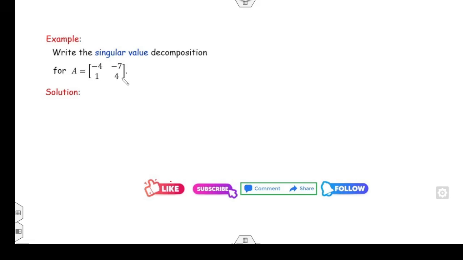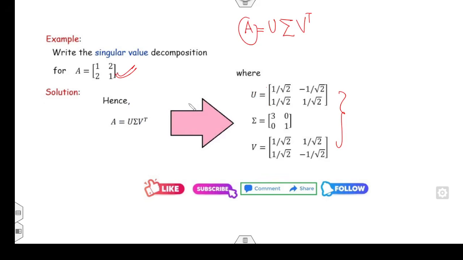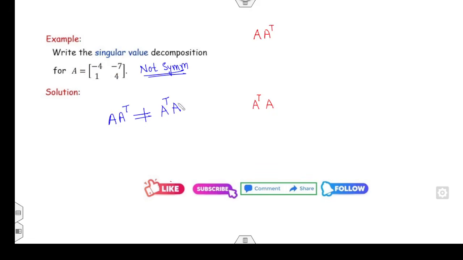चलिए इस सिंगुलर वैल्यू डिकम्पोजिशन निकालना है आपको. So firstly your target is to find A into A transpose and A transpose into A. Make sure this matrix is not symmetric. Fine. तो अगर ये symmetric नहीं है then A into A transpose is not equal to A transpose into A. Like in the previous example, this matrix was symmetric and we have seen A into A transpose and A transpose into A are same.